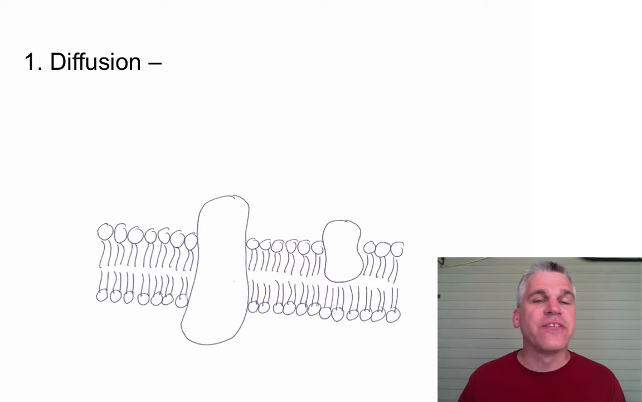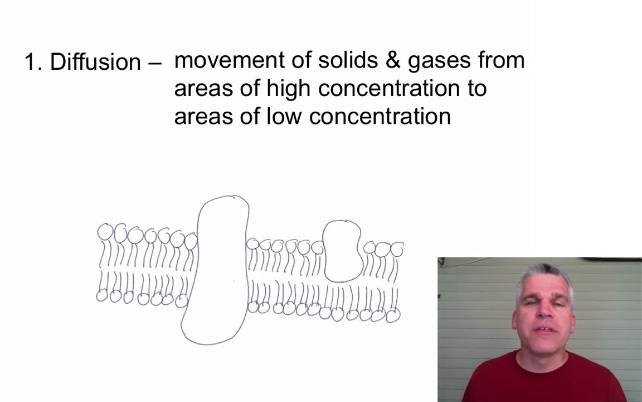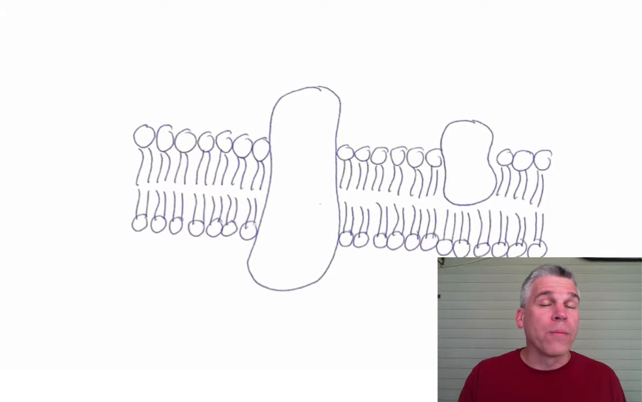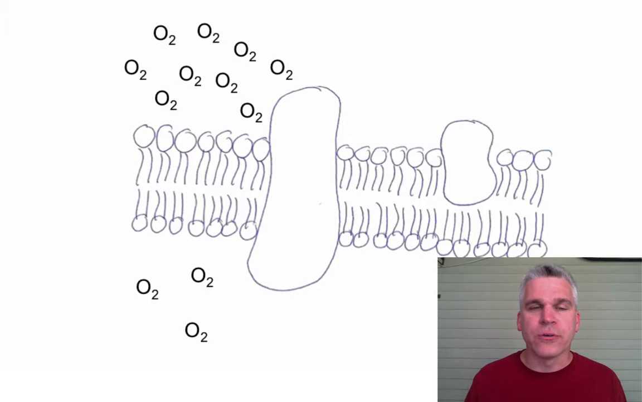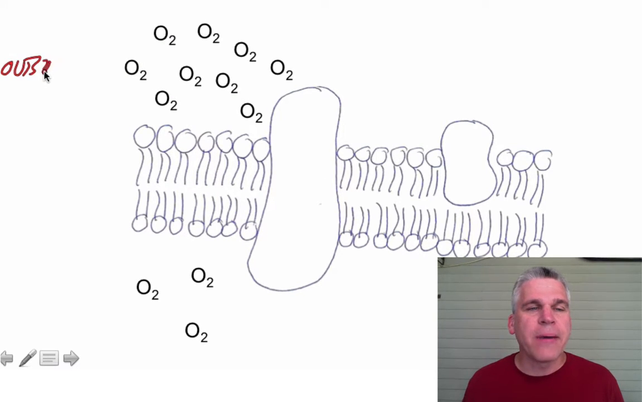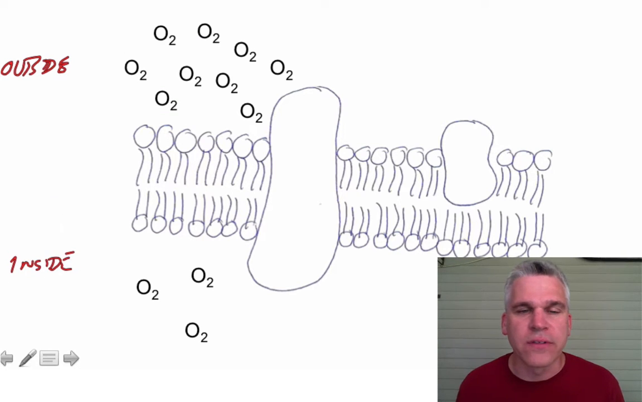The first is diffusion. Now, diffusion is simply the movement of solids and gases from areas of high concentration to areas of low concentration. Because this follows some law of physics, no energy is needed for these molecules to move. And so one of the more important molecules is oxygen. So let's draw a whole bunch of oxygen molecules. Now remember, the top half, we're going to say that's the outside, and down below here that's the inside of the cell. And we're only showing a portion of the cell membrane.